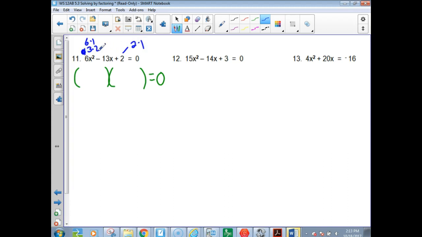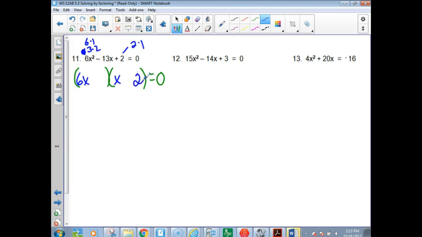3 times 2 would be 6 and 2. 6 and 2 is not going to get me a 13. Neither is 3 times 1 and 2 times 2. That's 4 and 3. So it must be 6 and 1. 6x and x. And actually, I thought of that one because I see 6 times 2 is 12, and 1 times 1, 12 and 1 gives me a 13.